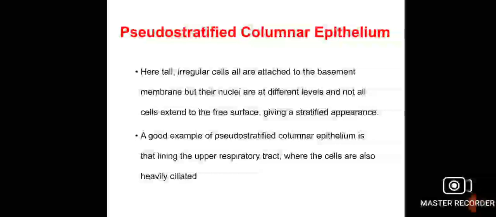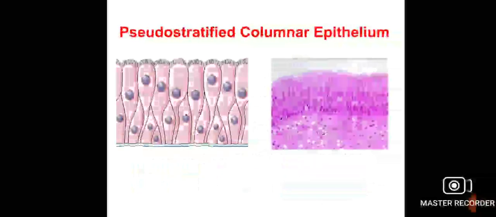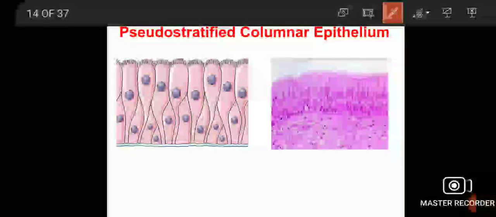Then comes the pseudostratified columnar epithelium. As I have already told you, pseudo means false, stratified means layered. So this is the epithelium which gives us a feeling of false stratification. Here tall irregular cells are all attached to the basement membrane, but their nuclei are at different levels and not all cells extend to the free surface, giving a stratified appearance. Okay, I will tell you in this diagram. In the pseudostratified epithelium, two types of cells are present.